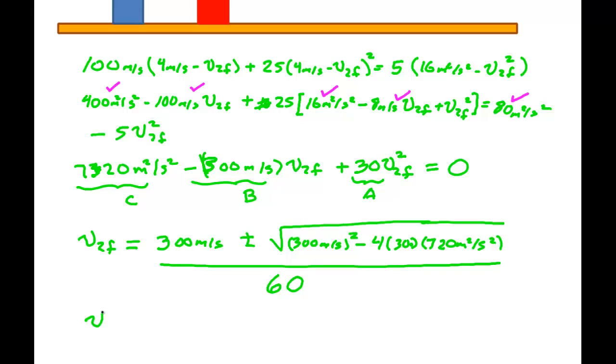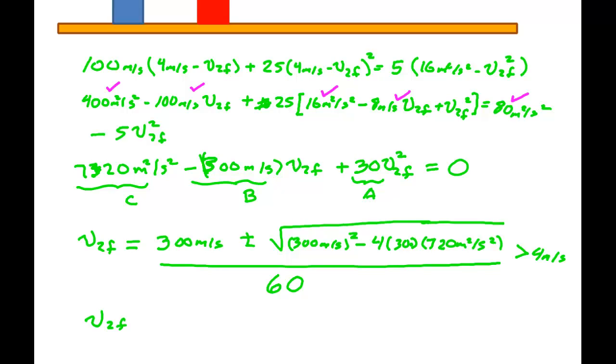And we will, of course, have to punch a calculator. But remember that this has to be greater than 4 meters per second, because it has to pick up speed since it's getting pushed from the other block. Alright, so we take our calculator, 300 squared minus 4 times 30 times 720. We get 3,600. We take the square root of that answer. We get 60.